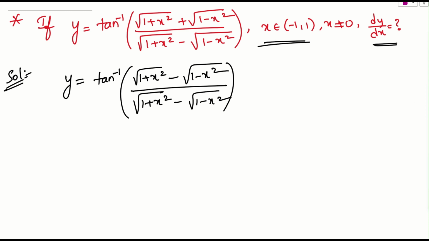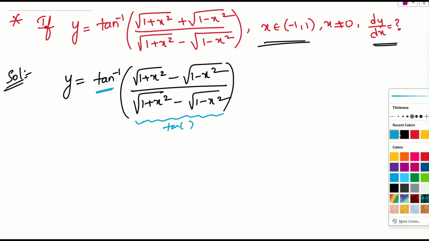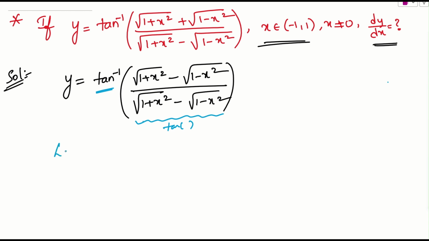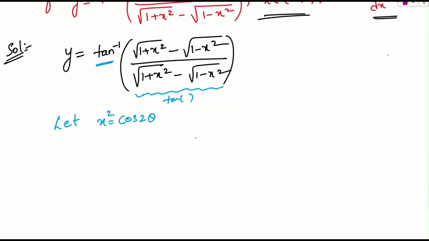First of all, whenever you see any function in terms of trigonometry, I'll ask you to solve this in terms of some simplest format. Outside we are having tan inverse. So if you solve this in terms of tan of something, then it will be helpful for you. For making this in terms of tan, I'll take one small substitution. Let x square is equals to cos 2 theta. Is it okay? If I take this one, let us see what it will be.